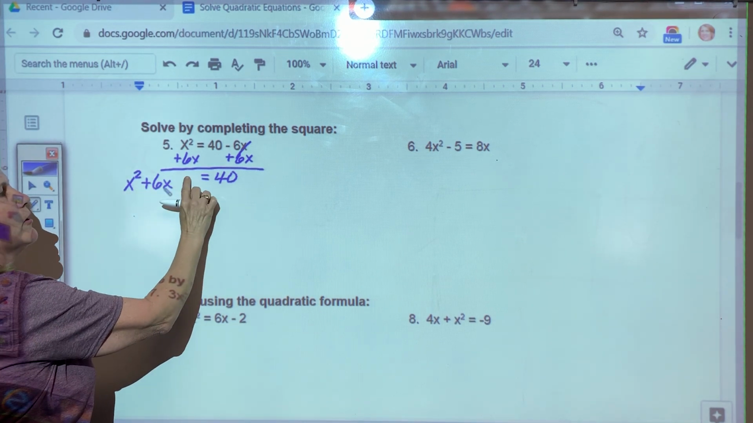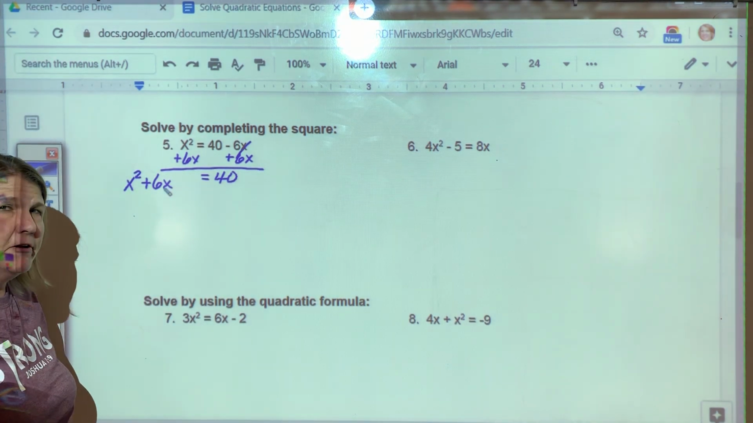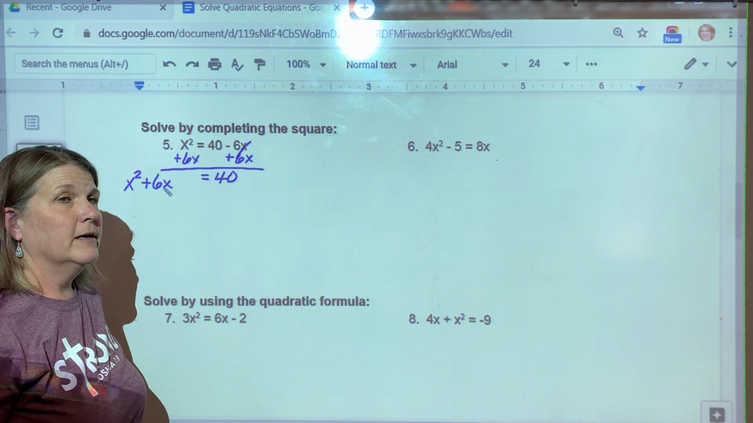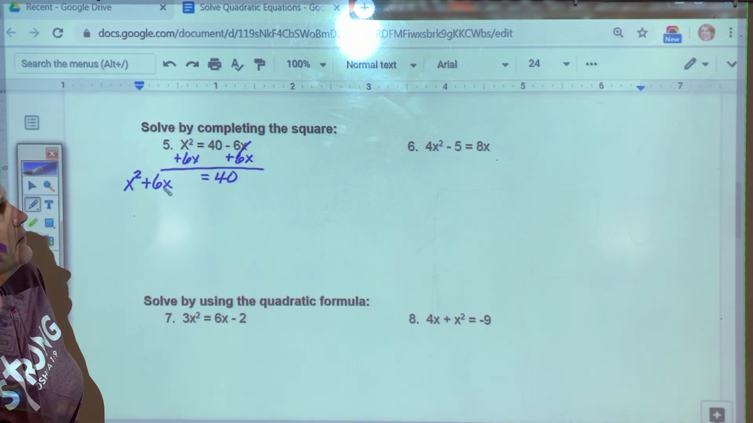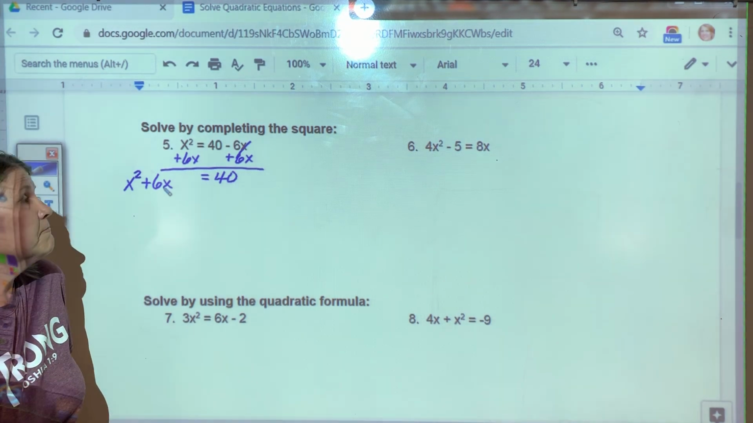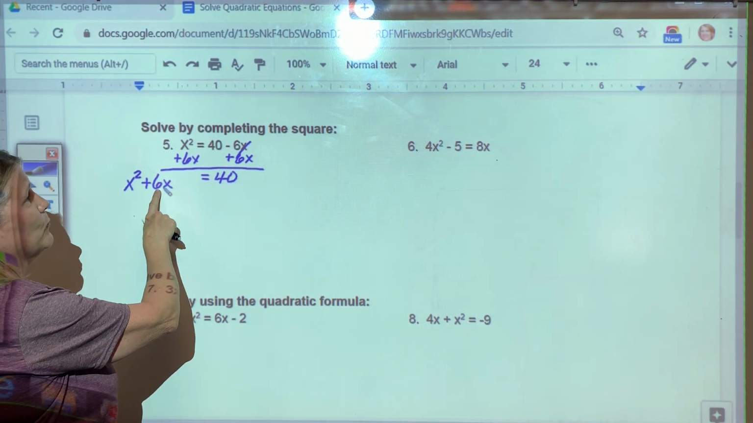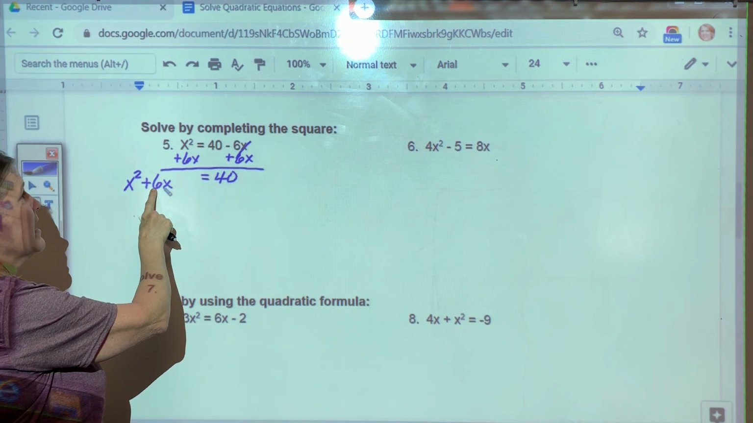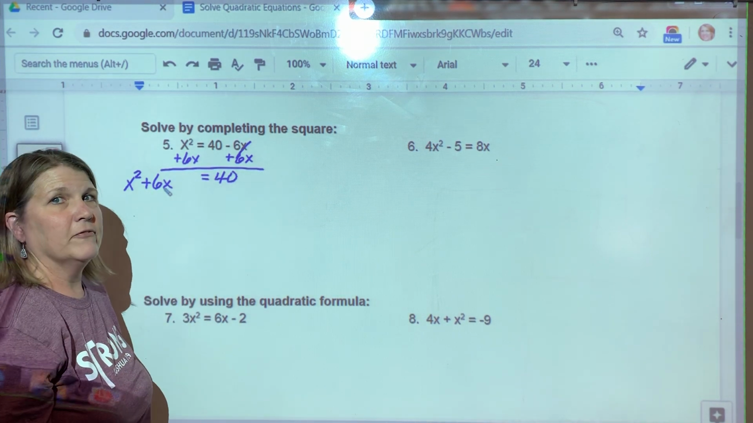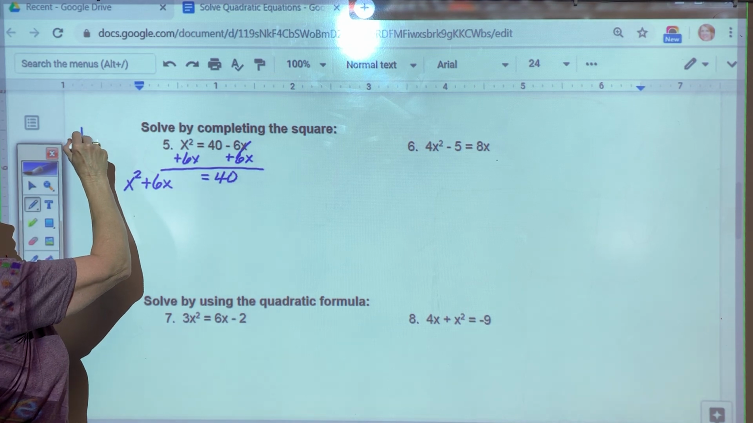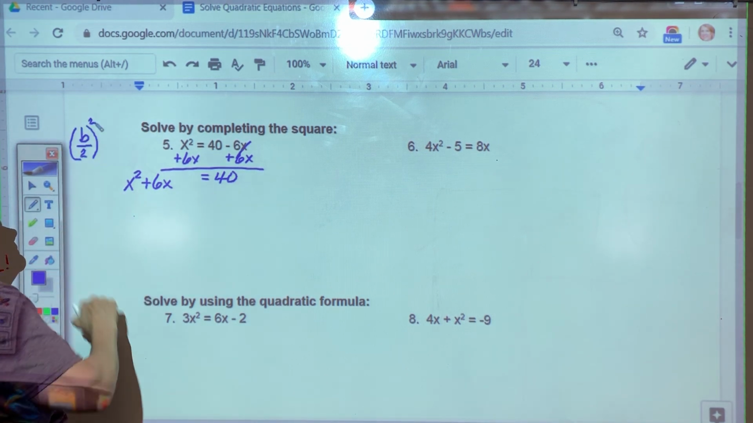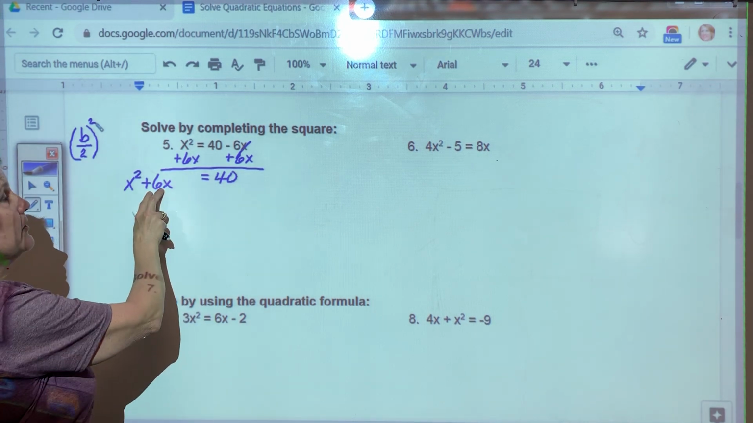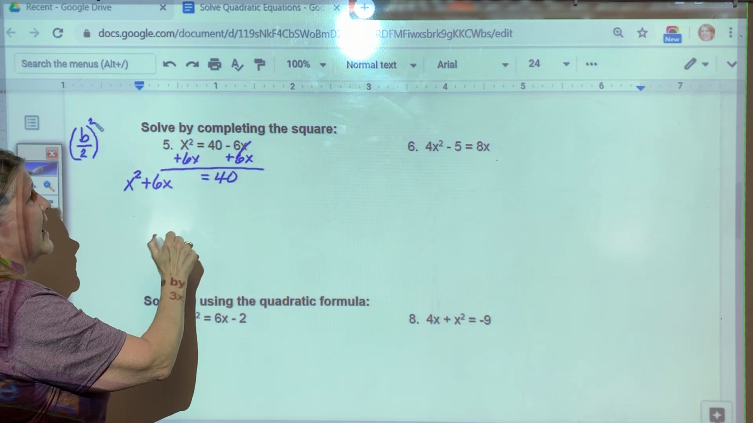And remember, what we want to do is leave a gap, and we're going to fill that gap with a number that allows me to have a perfect square, something that I can factor. And so remember that the best way of doing that is to take this b value, cut it in half, and then square it. In your notes, it looked like this. We're going to take the b value, half it, and then times it by itself. So half of 6 is 3, and 3 squared is 9.